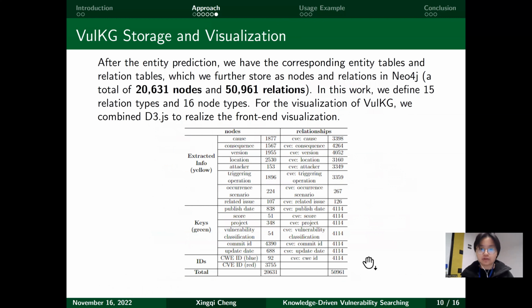The next part is how we store the vulnerability KG. This comes to how we define the node and the relation in our knowledge graph. Basically, the source node is always the CVE ID, and the relationship is between the CVE ID and the other entities. Like CVE and the cause: CVE is the source node, cause is the target node, and the relationship is also cause. So the target node is also the relation. This schema is simple.